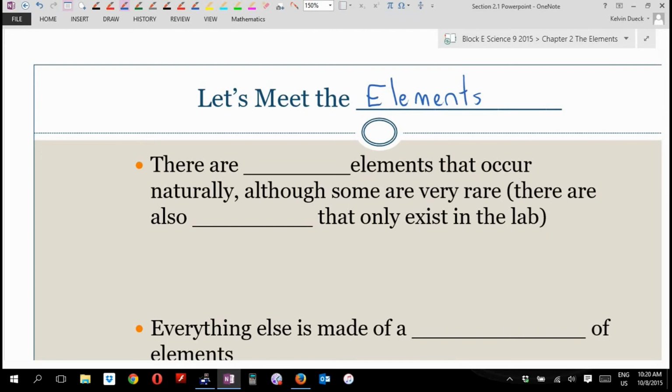So it turns out that there are 92 elements that occur naturally. Most of them are forged inside the center of stars in that fiery crucible. But we can do better in labs. We can create a few more. We can create around 25 or so.